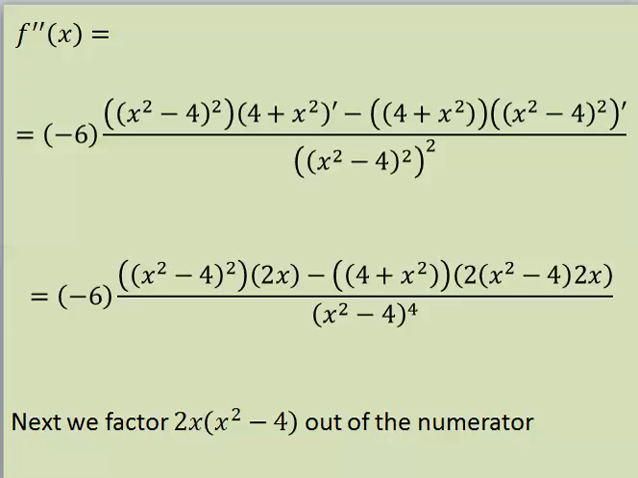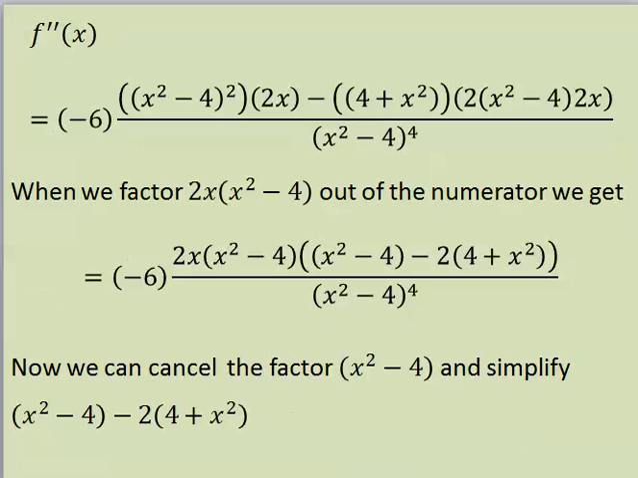Next, I'm going to factor out 2x times x squared minus 4. I'm going to factor that out of the numerator. And after I've done that, I'm going to cancel the factor x squared minus 4 out of the numerator and out of the denominator. So in the denominator, I'll have it just to the third power. I also have some simplifying to do.